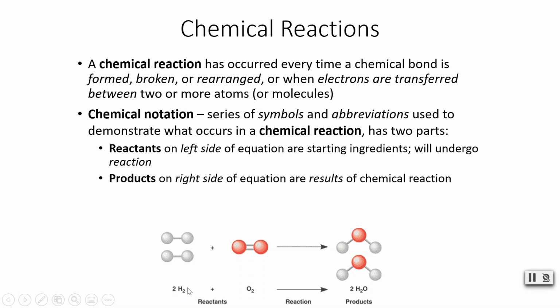So we have 2 hydrogen molecules and 1 oxygen molecule. And over here on the right, this is going to be our products. This is what we are making. So we have made 2 water molecules from our hydrogen and our oxygen molecules. Now, if this arrow was going the other direction, then now our water would become our reactants, and the oxygen and the hydrogen would become our products instead. Okay, so the arrow again tells you which way you are going.